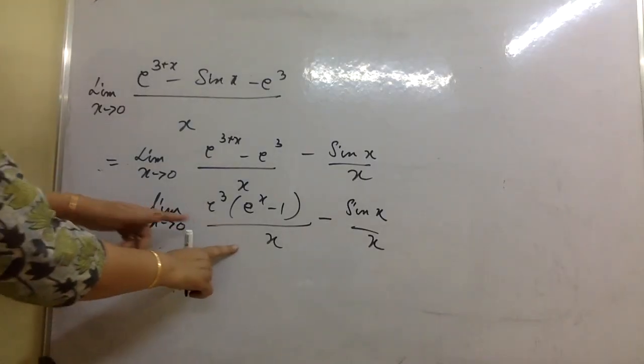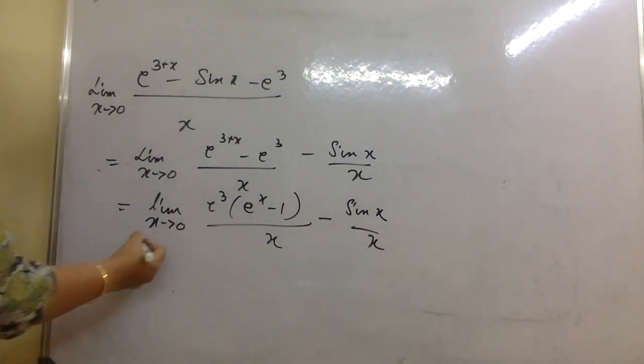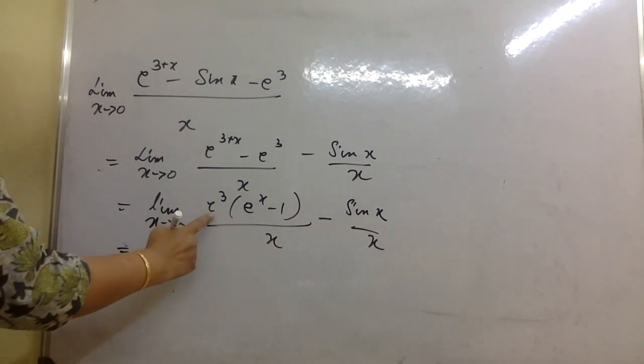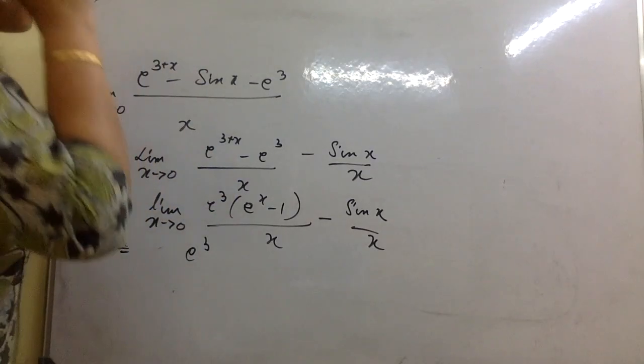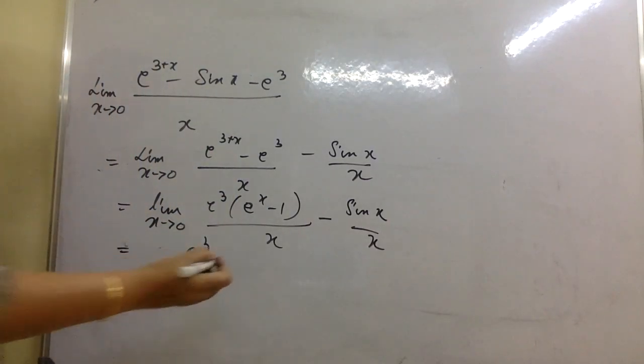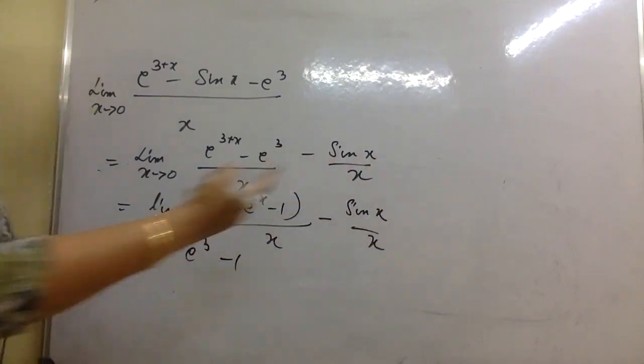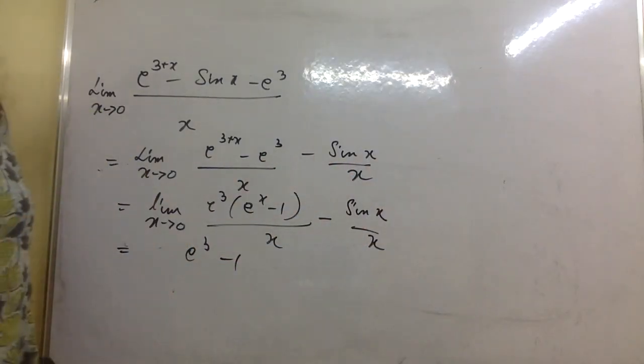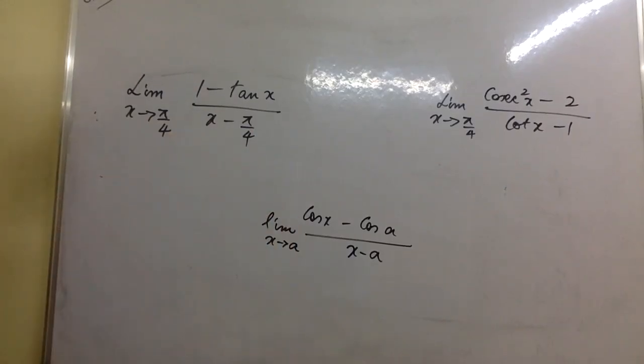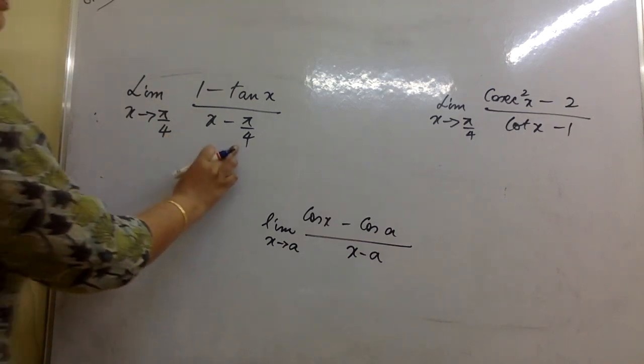So apply the limit here and apply the limit here, and what do you get? You get 1/e³ from here, and from that part you get a 1. So sum solved. Now let's see these sums, x minus pi by 4.